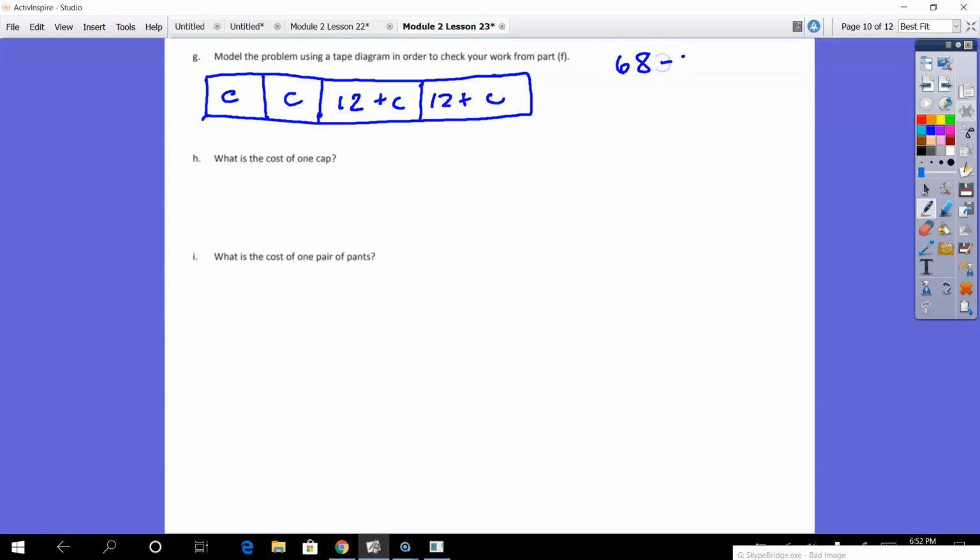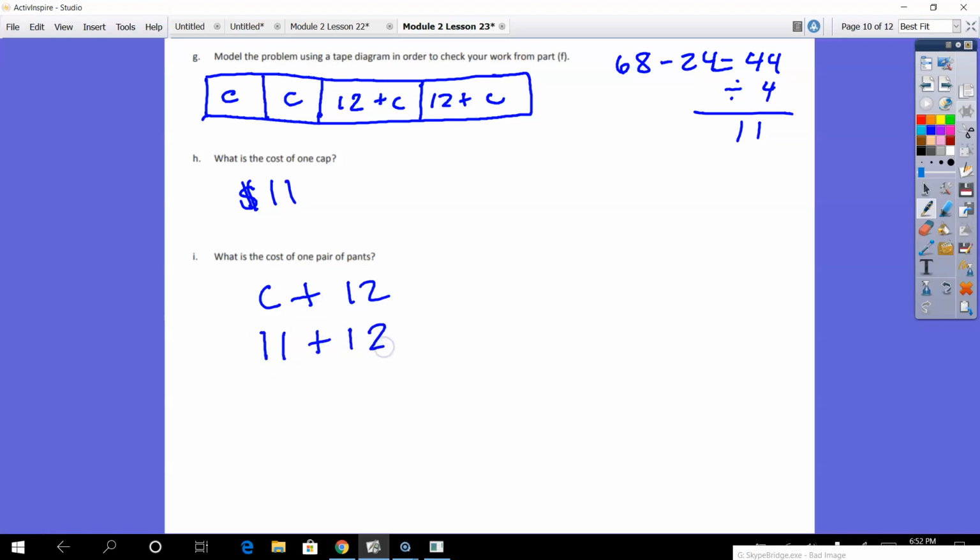So then we had 68. We took away the 24 amount that we knew, which left us with 44, and there were 4 C's, so we divided by 4, which left me with 11. So what was the cost of 1 cap? $11. What was the cost of 1 pair of pants? So that was cap plus $12. The cap was $11 plus $12 gives me $23 for a pair of pants.